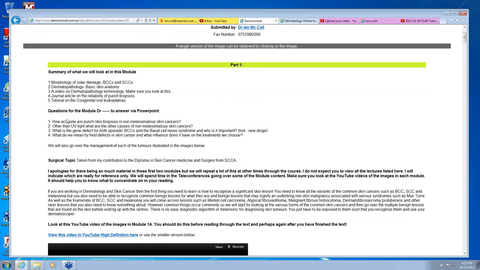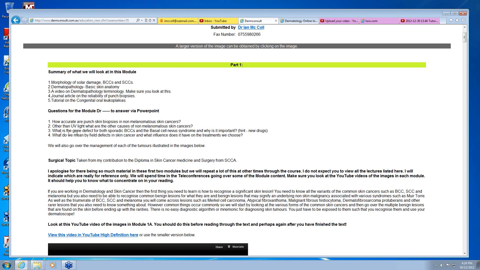These are the questions that I'd like the doctor assigned to this module to deal with. And think about them when I go through this. How accurate are punch biopsies in non-melanomatous skin cancers? It's an important topic because we use punch biopsies to assess both our margins of excision of lesions, and sometimes when we're using non-surgical treatments, it's determined by the nature of the tumor that we're trying to get rid of.